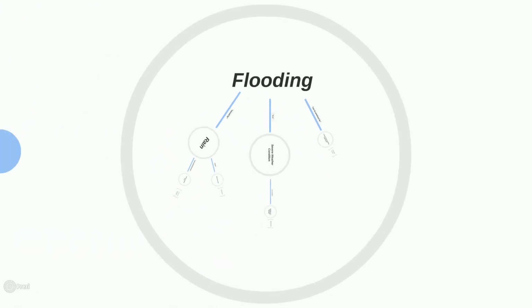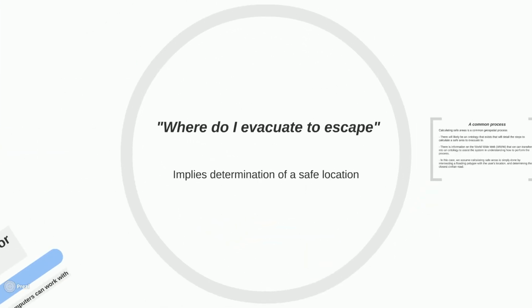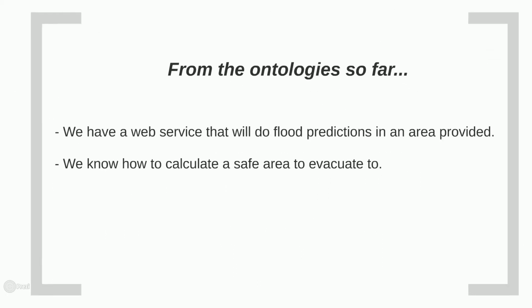Enough with the flooding ontology for now. Let's go to another part of our query, which was, where do I evacuate to escape? This is a common process. It is most likely there already exists an ontology or business process model that will list steps or guidelines for evacuation routines. In this case, we assume to calculate a safe area to evacuate to is simply done by moving the user to the closest civilian road not affected by the flood. Or, in geospatial computational terms, where the flooding polygon does not intersect with the road.